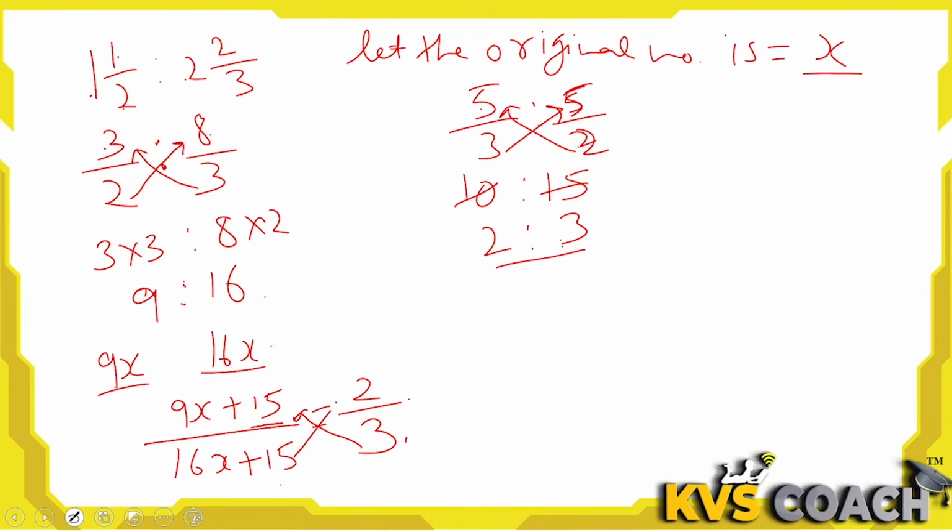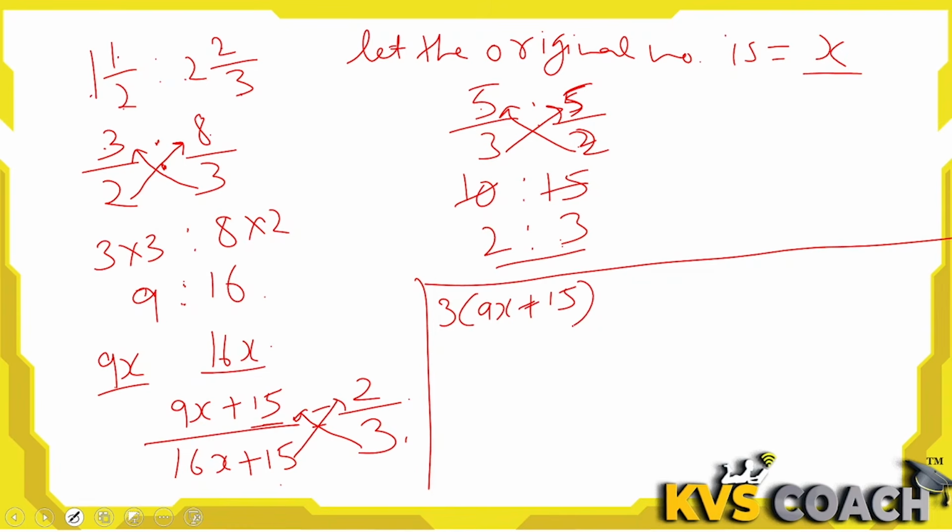Basically we will cross multiply this. So 3 times (9x plus 15) is equal to 2 times (16x plus 15). 9 3s are 27x plus 15 3s are 45. Here 16 2s are 32x plus 15 2s are 30.